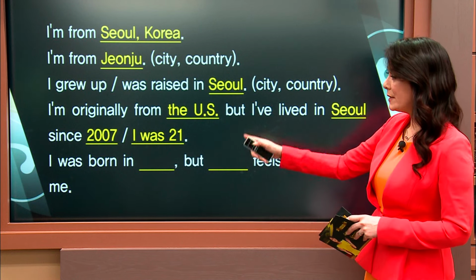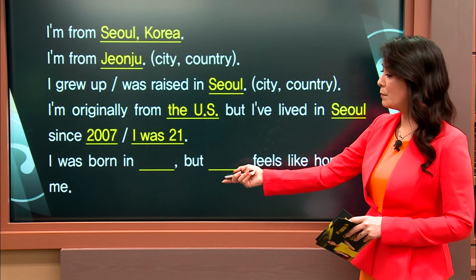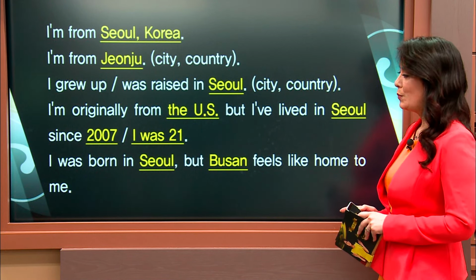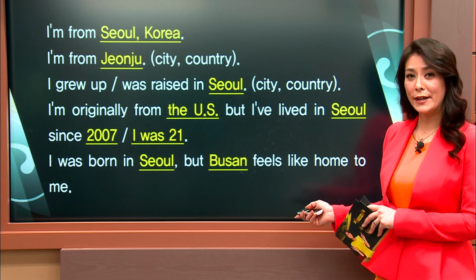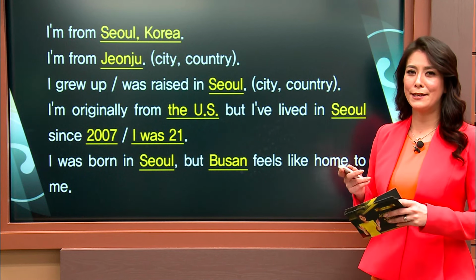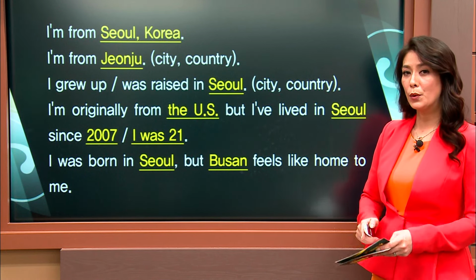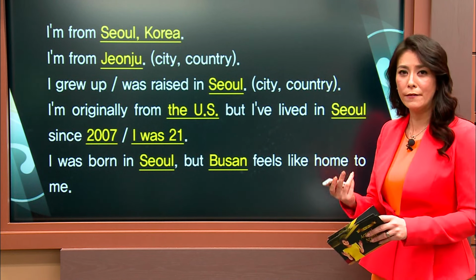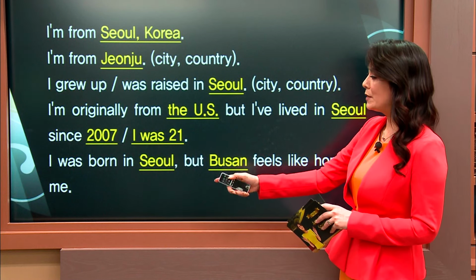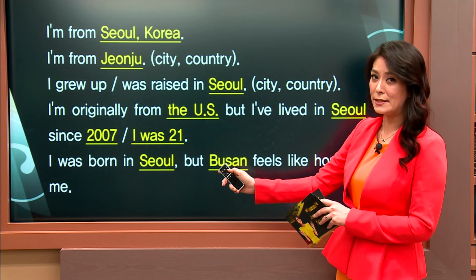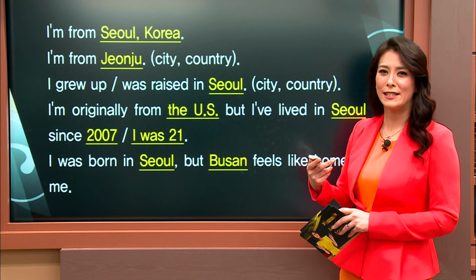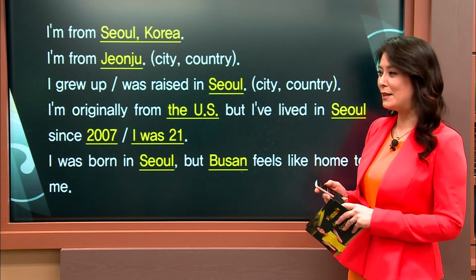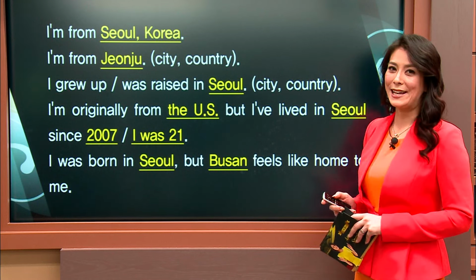Moving on to this one, very similar to this one, but it is, I was born in Seoul, but Busan feels like home to me. Now, this is a very good expression you can use in many different situations. Perhaps you were born somewhere, but you like a different place better. You feel more comfortable about it. Then you can say, I was born in Seoul, but Busan feels like home to me. It means you like Busan that much, you feel comfortable there. But Busan feels like home to me.